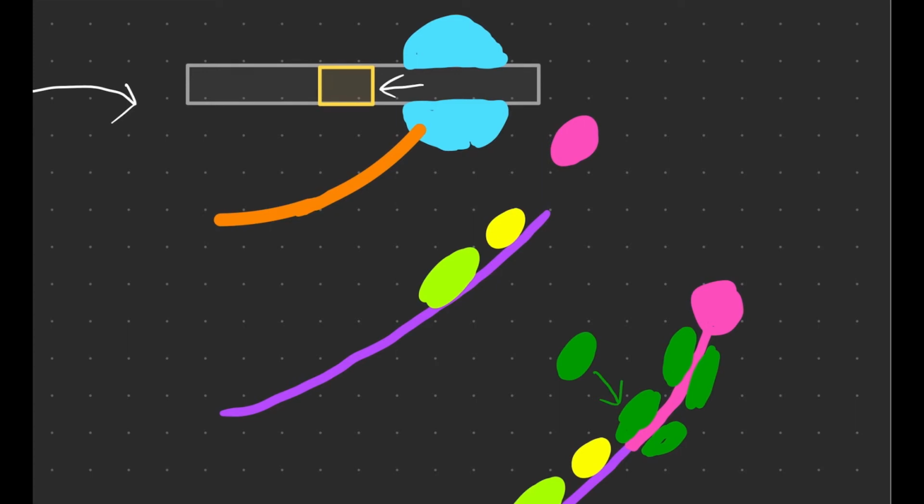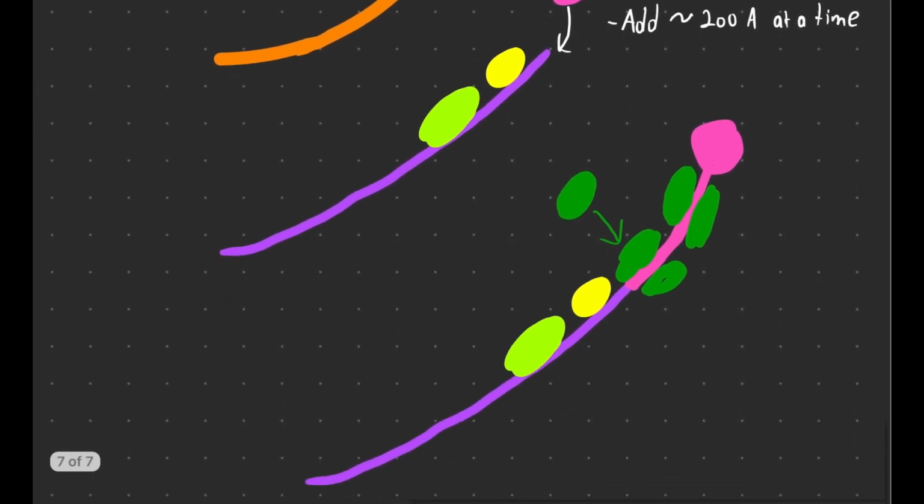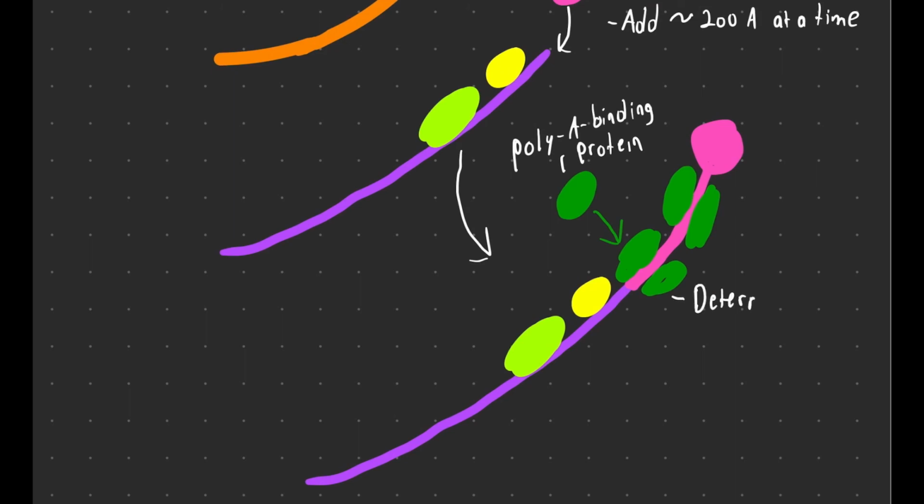And so now here at the now free nascent mRNA, a protein known as poly A polymerase, or PAP, will come and bind to and add adenines to the 3' end of our nascent mRNA, and it'll add about 200 adenines at a time. And once, you can see here in pink, the adenines are added, another protein known as poly A binding protein comes and binds to the newly added adenines, and it's not really sure what the point of these proteins is, but it's believed that they help determine the length of the poly A tail. Maybe.